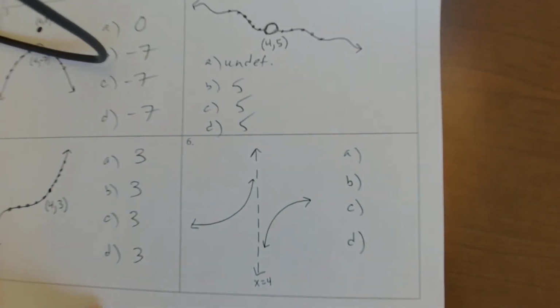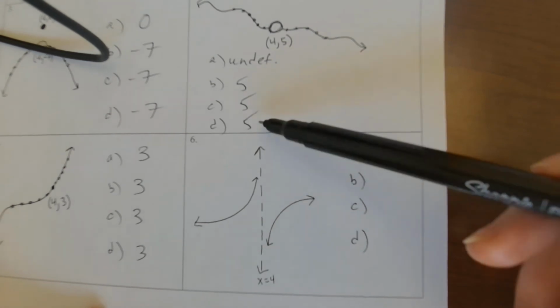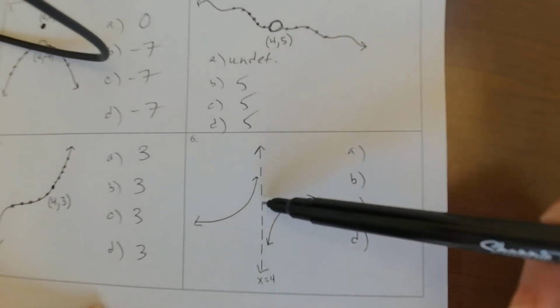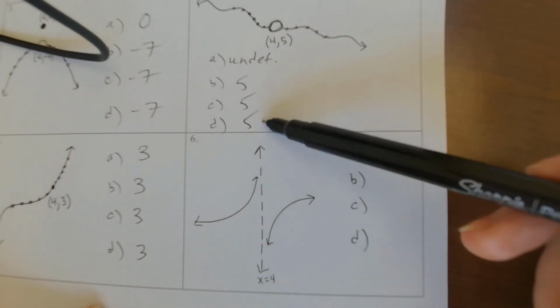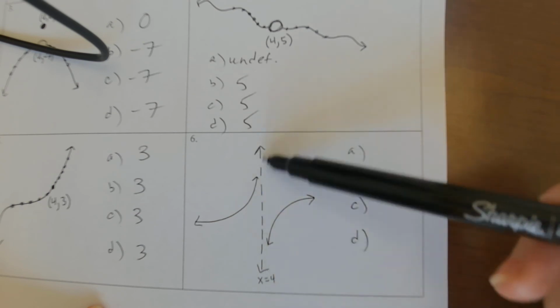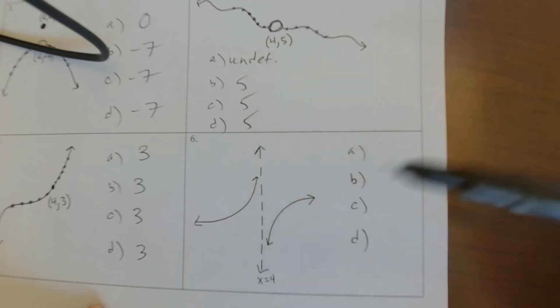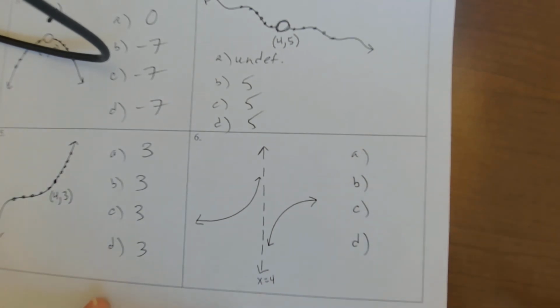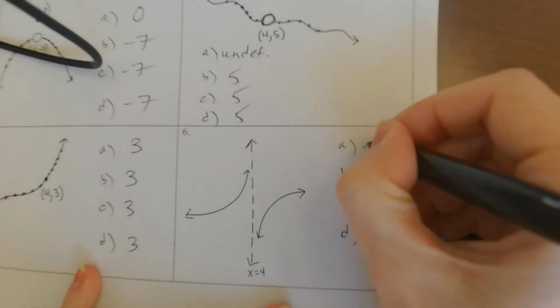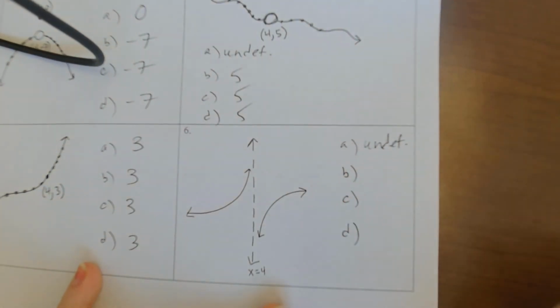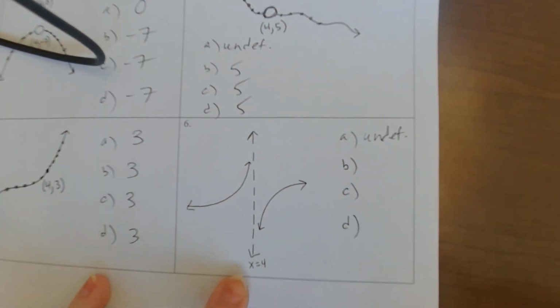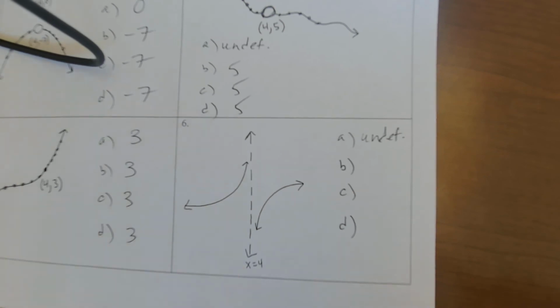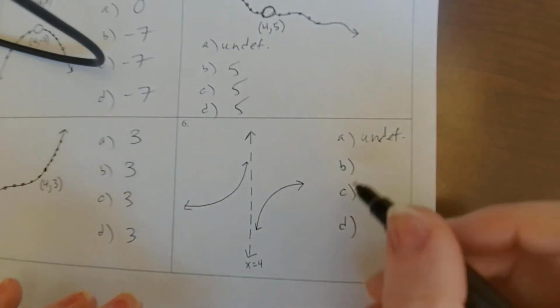Okay, part A. Guys, this is an asymptote. This is a vertical asymptote. So this function is going to be undefined at x equals 4 because you can't cross a vertical asymptote. So I'll say undefined. So f at 4 is undefined. When x is 4, there is no y value on this graph that corresponds to that.